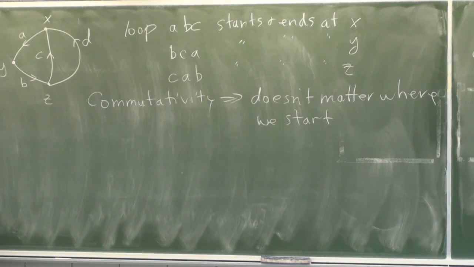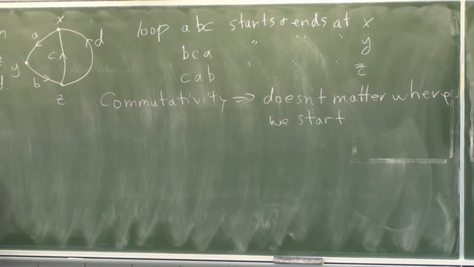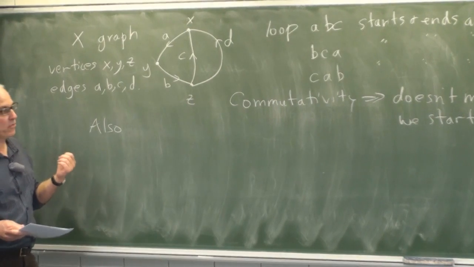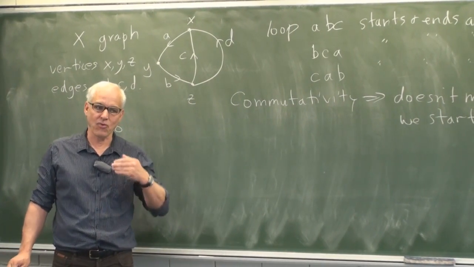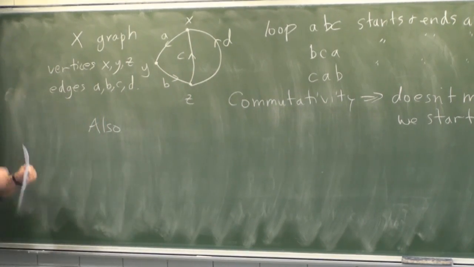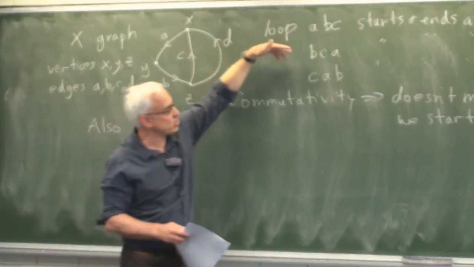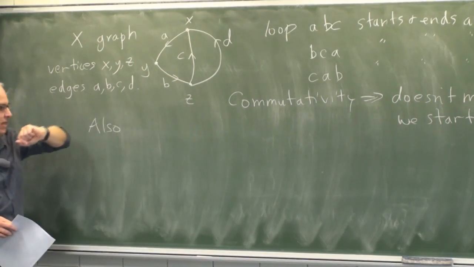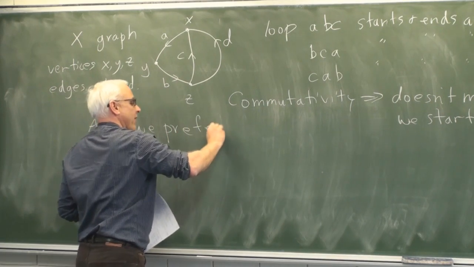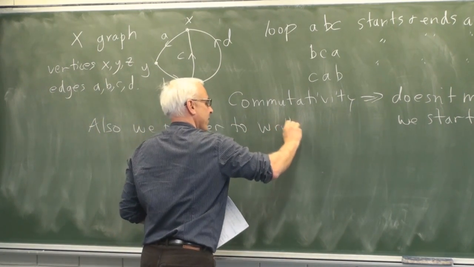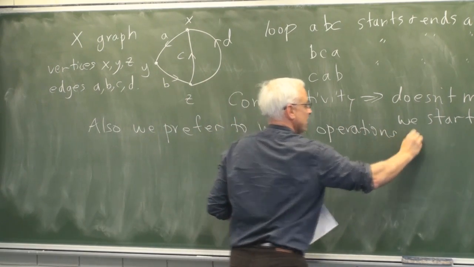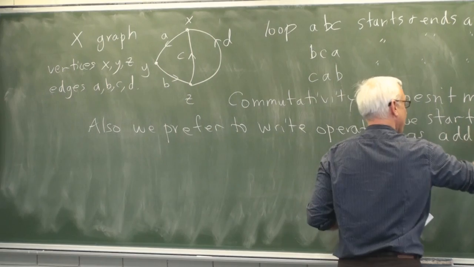We want all of these to sort of represent the same loop. Another difference is that because we're working in a commutative setting, in commutative group theory, we generally prefer to write our operation additively. So we're going to make that shift from a multiplicative notation like this to an additive notation.